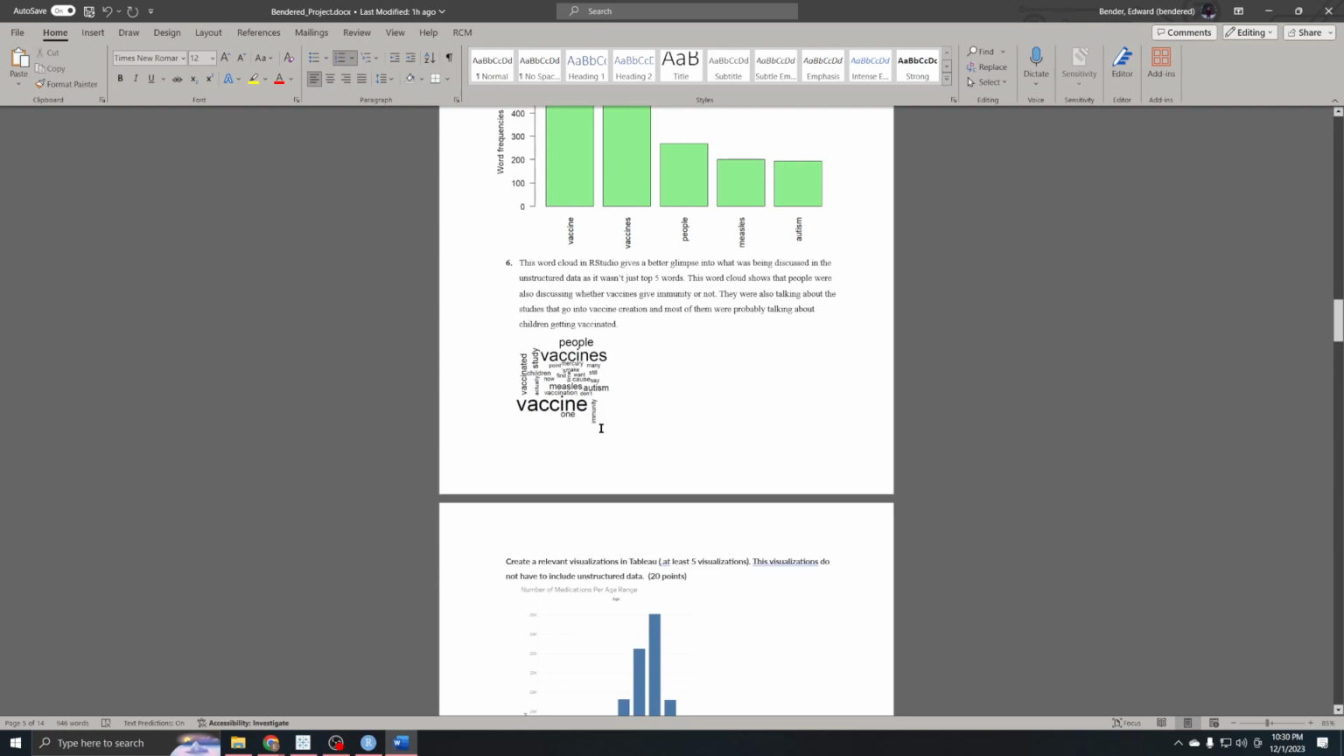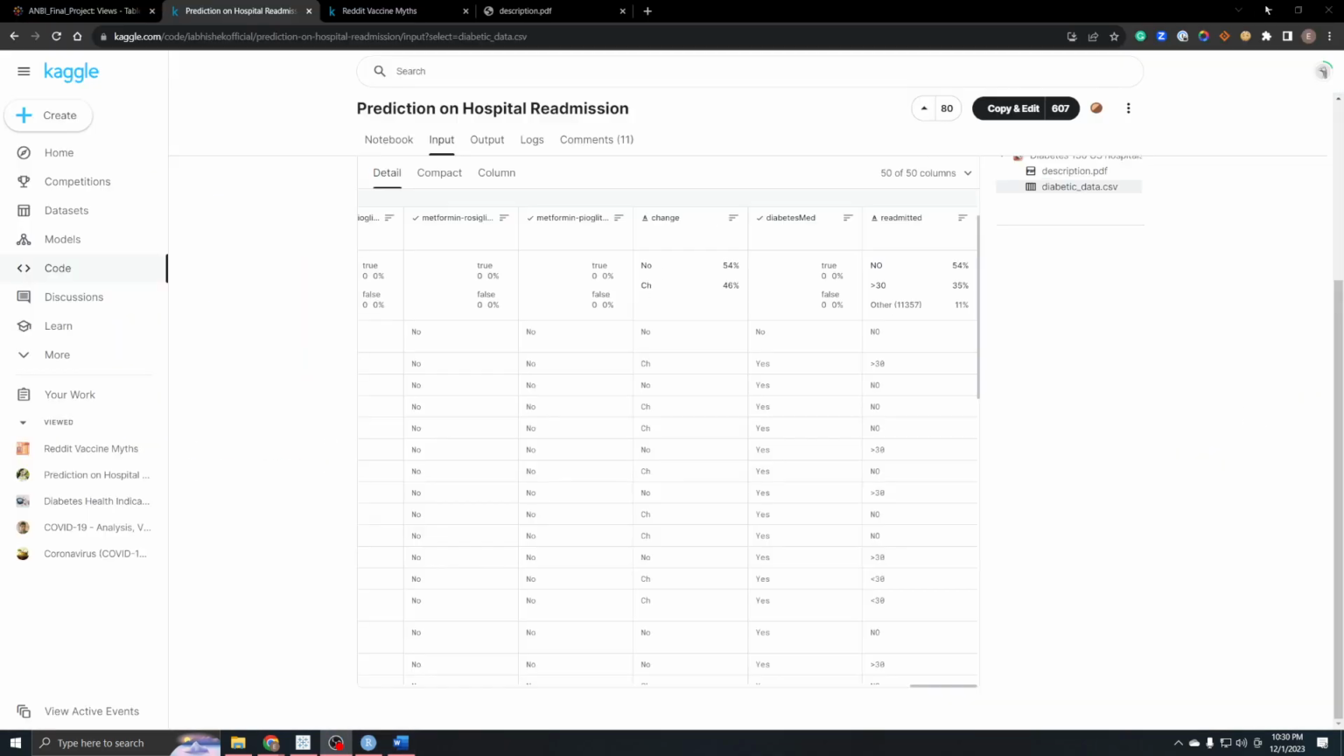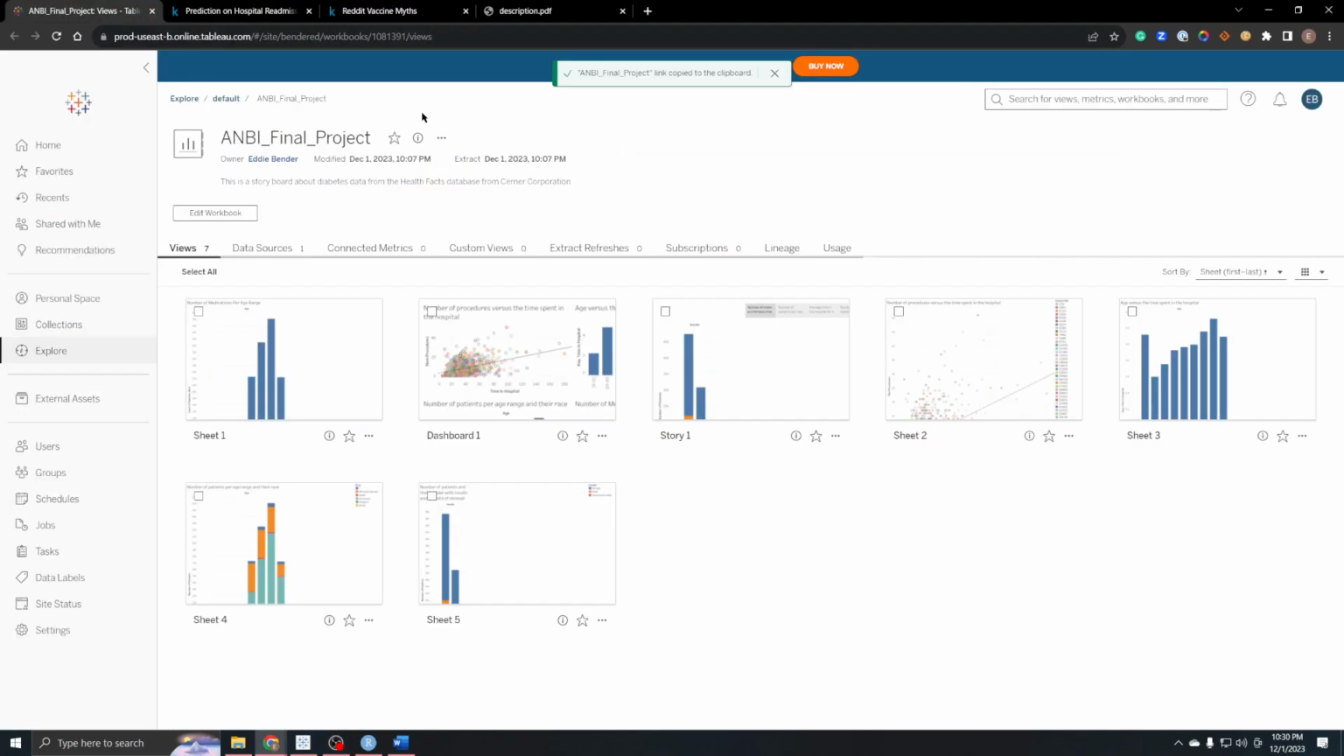Here they're talking about immunity and mainly focusing on children getting the vaccines. And that covers the R portion of it. Let me go ahead here and show off my story within Tableau. So here are some of the visualizations I created within Tableau.